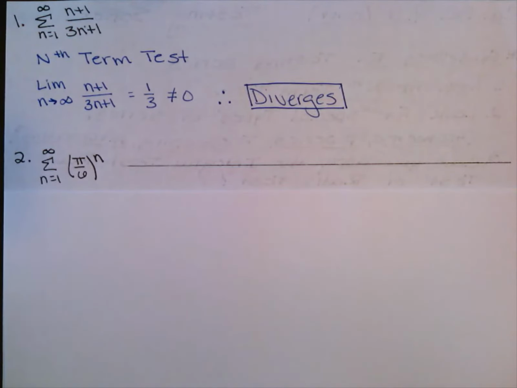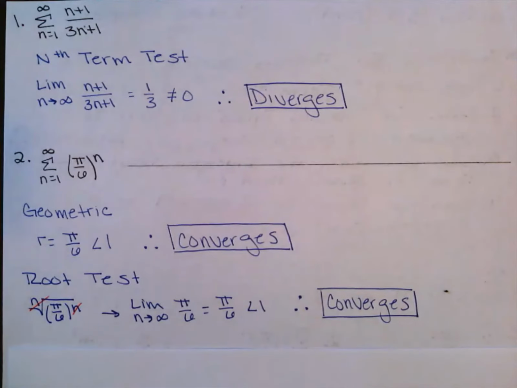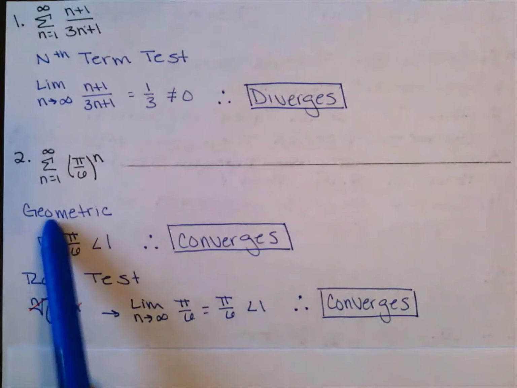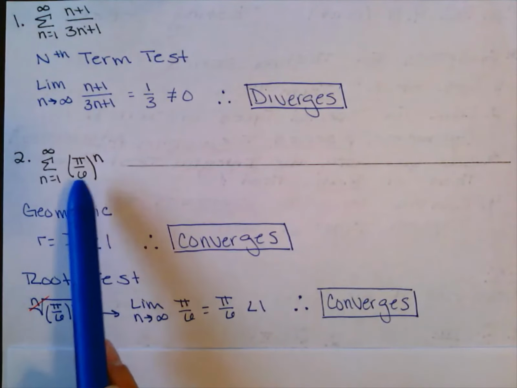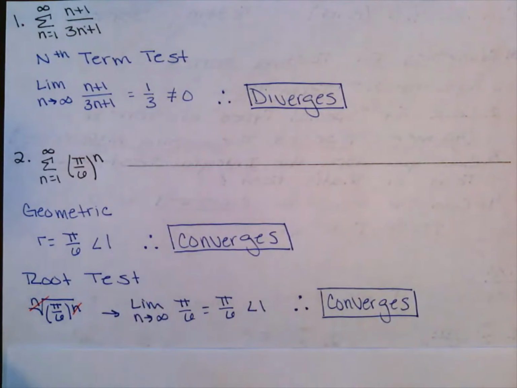And another could also be, because there's an n in the exponent, the root test. So let's take a look at both of those, and you'll see that both of those, hopefully you got converges for this one. So by geometric, that r is pi/6, which is a value less than 1. So by geometric, it converges.